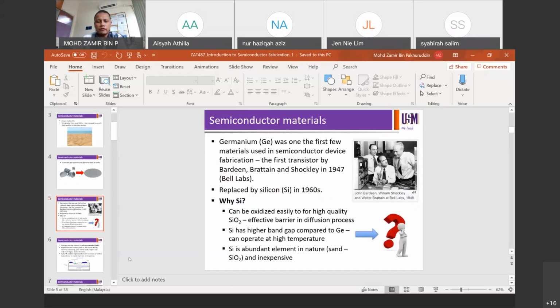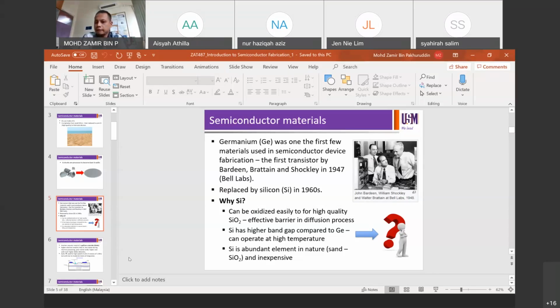Okay, a little bit of history of the transistor. Germanium was one of the first few materials used in device fabrication. The first transistor was in fact made of germanium back in 1947 in Bell Labs in the US by these 3 scientists, Bardeen, Brattain, and Shockley. And it was then replaced by silicon in the 1960s.